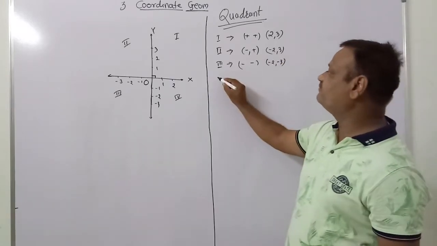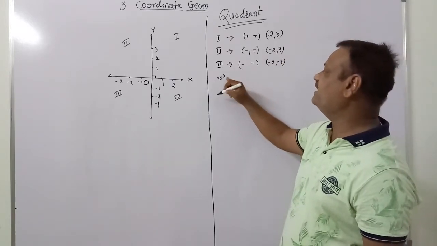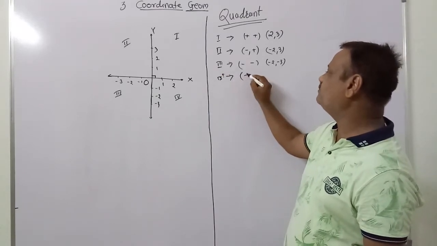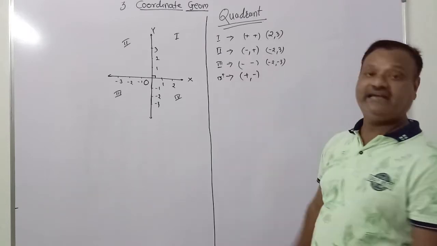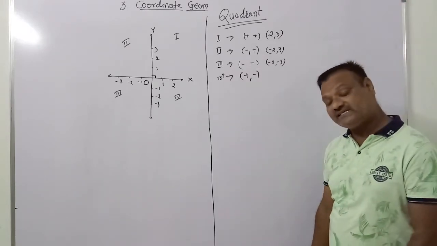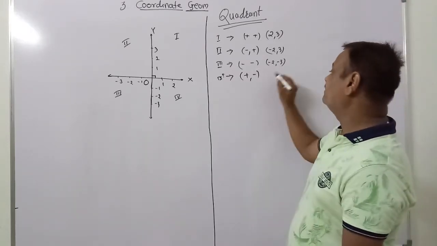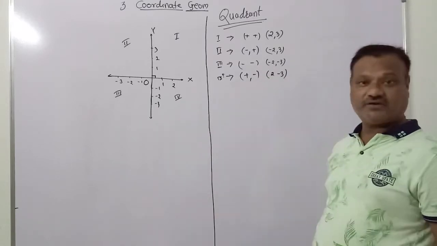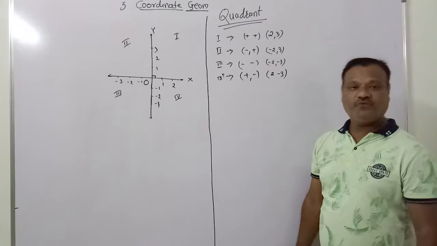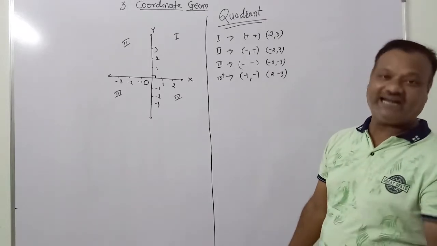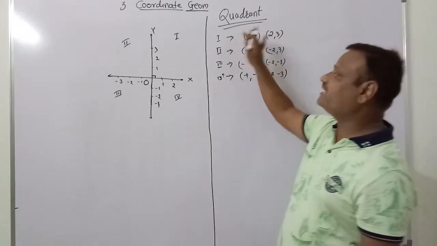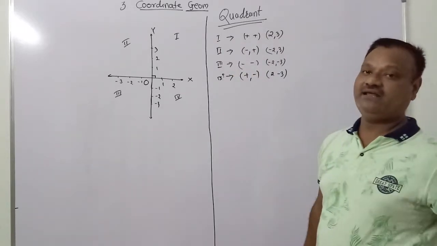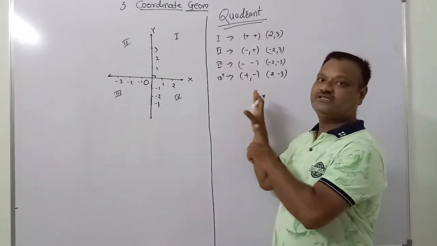In this way. Got it? Now in the fourth quadrant, what do we get here? In the fourth quadrant, x is positive and y is what? Negative. X is positive and y will be negative, so here it will be (2, -3). So in this way, we can find where the point lies, either in the first, second, third, or fourth quadrant. That we can identify by using this form.